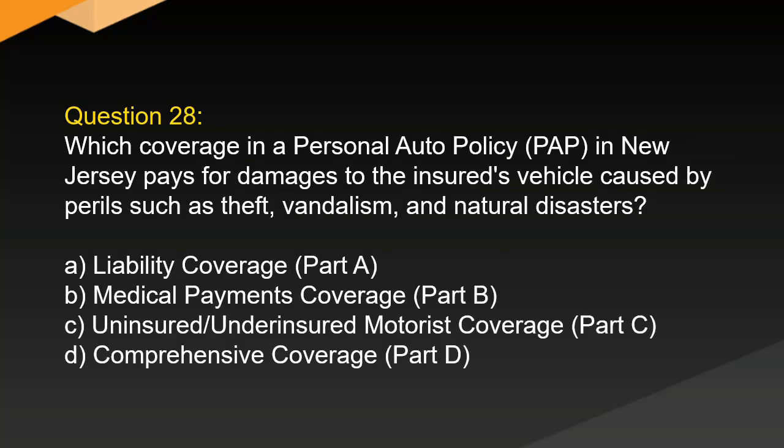Question 28. Which coverage in a personal auto policy, PAP, in New Jersey pays for damages to the insured's vehicle caused by perils such as theft, vandalism, and natural disasters? A. Liability coverage, Part A. B. Medical payments coverage, Part B. C. Uninsured underinsured motorist coverage, Part C. D. Comprehensive coverage, Part D.